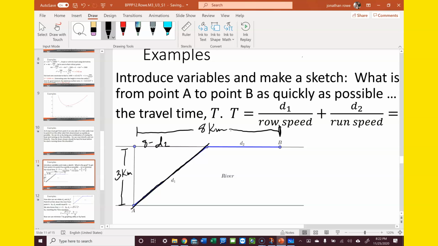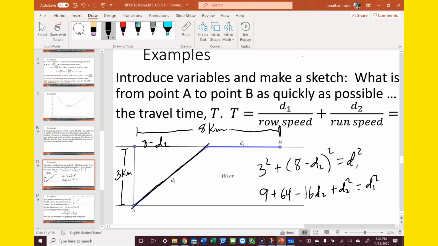So now I can say, Pythagorean Theorem, 3 squared plus (8 minus D2) squared equals D1 squared. Yes, sir. We are on our way. So 9 plus 64 minus 16 D2 plus D2 squared equals D1 squared. I just did some distributing there in my head to get that. 9 plus 64 is 73.